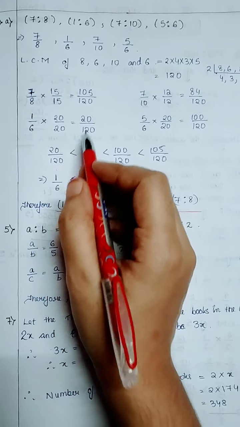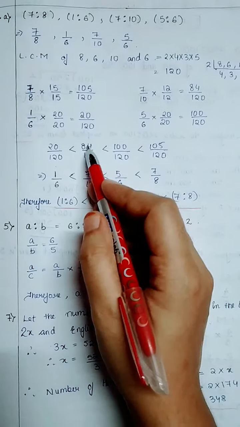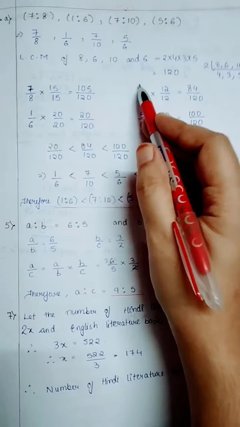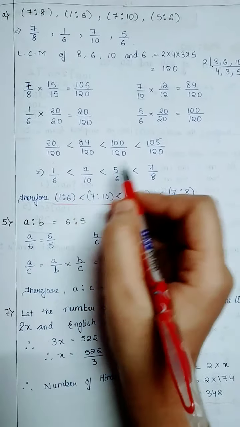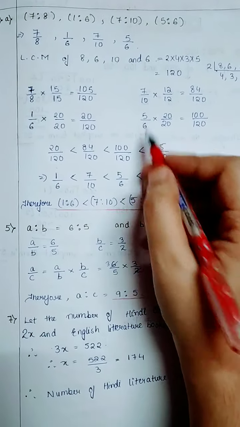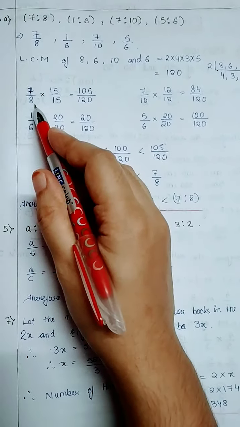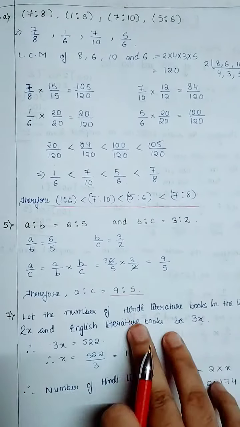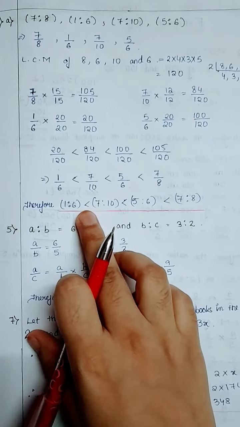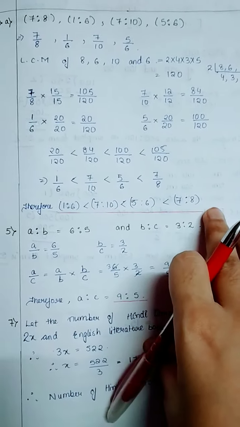So 20 by 120 was 1 by 6, so we'll write 1 by 6. 84 by 120 was 7 by 10, so we'll write 7 by 10. And 100 by 120 was 5 by 6, so we will write 5 by 6. And 105 by 120 was 7 by 8, so we will write 7 by 8. Therefore 1 is to 6 is less than 7 is to 10, is less than 5 is to 6, is less than 7 is to 8.